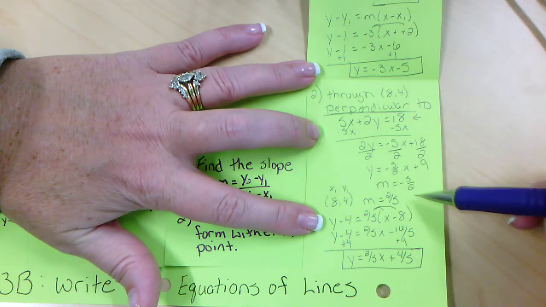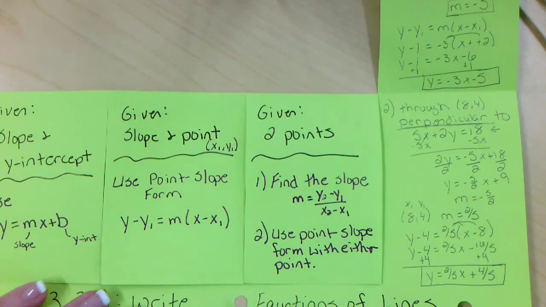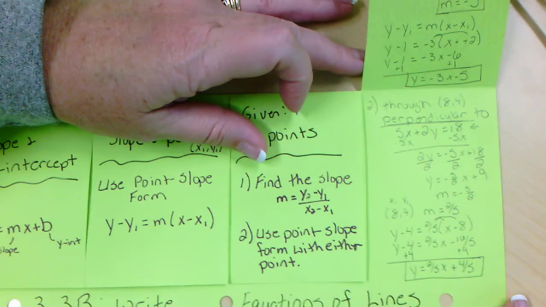So the only thing new is figuring out your slope, figuring out if it's parallel or perpendicular, and what your slope's going to be, and then we're going back over here and using our point slope form that we have been using in our previous assignment. So let me know if you have any questions.